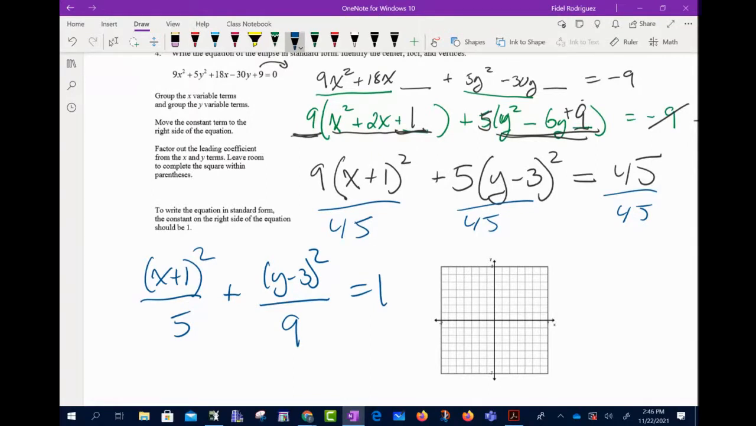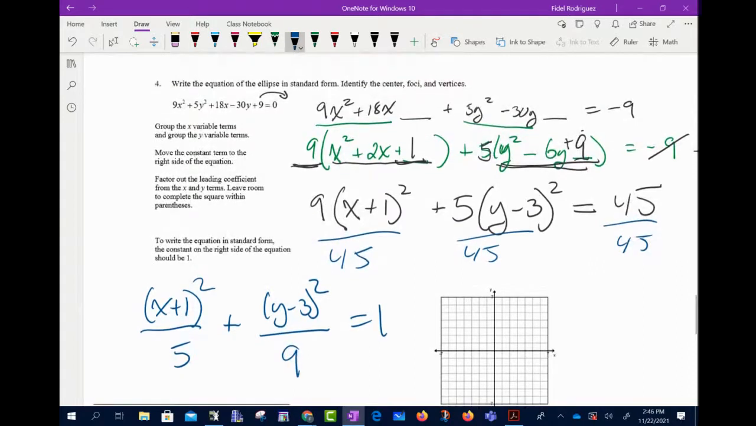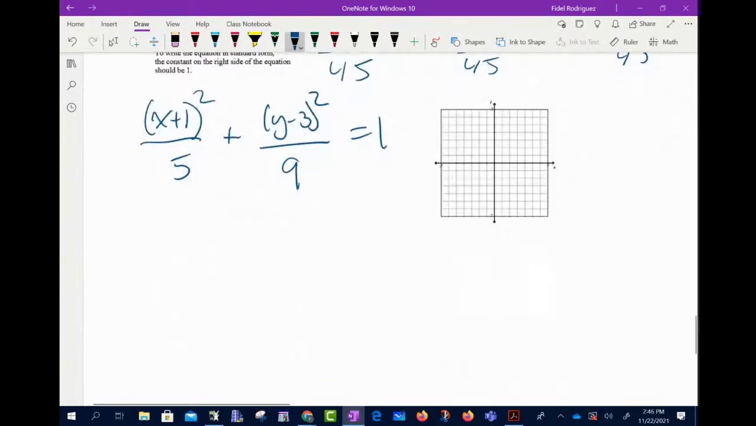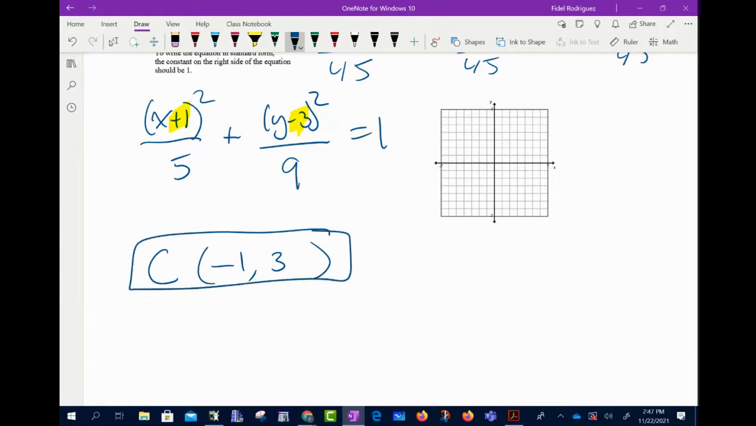All right, now let's take a look. What are we trying to do? We want to find the center, the foci, and the vertices. So let's see if we can find the center. Remember what I told y'all before? Whatever signs you see here, just change them. What's the center of this? Very good. You got it. Easy breezy. -1 and 3. Okay. So we got this part done.